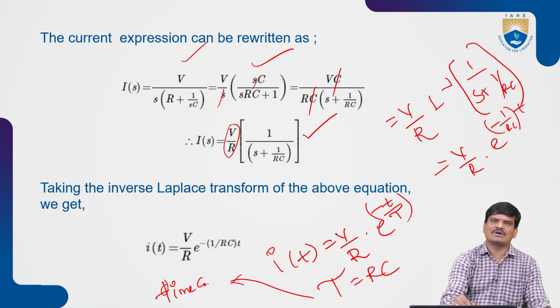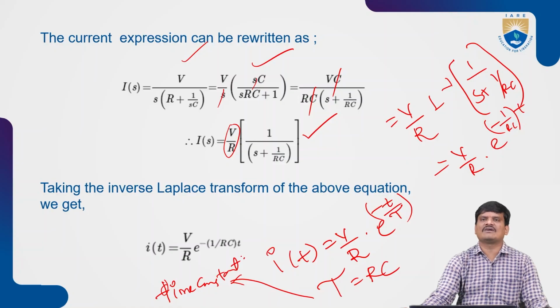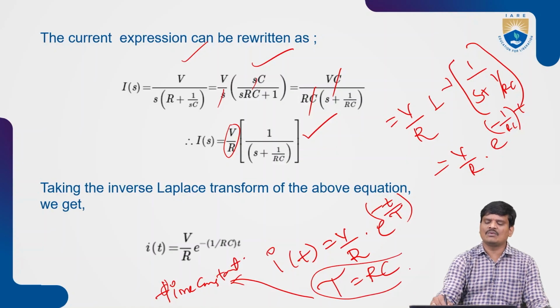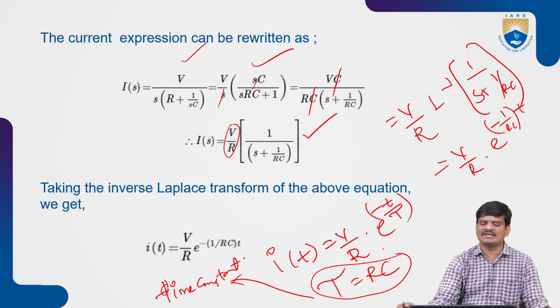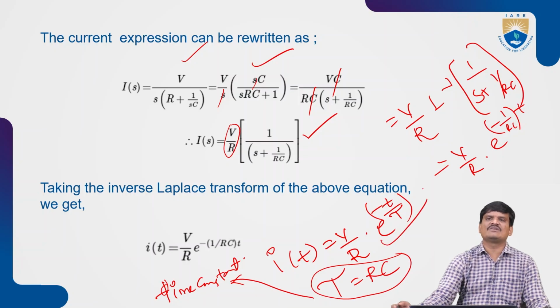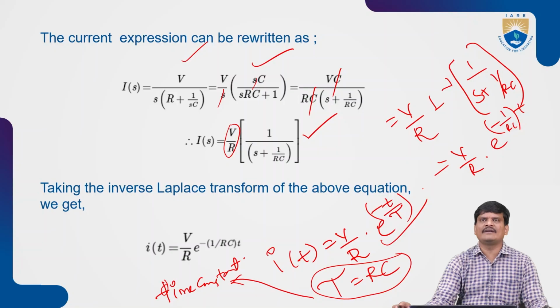It is defined as a time constant. So the time constant of a series RC circuit in general is given as tau equal to R into C, and this is the expression which can be developed at the end by applying the Laplace transform to a series RC circuit.